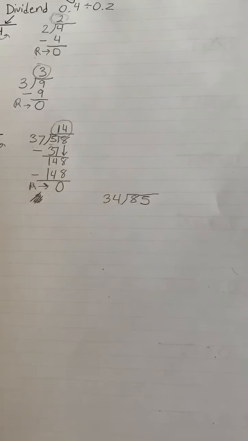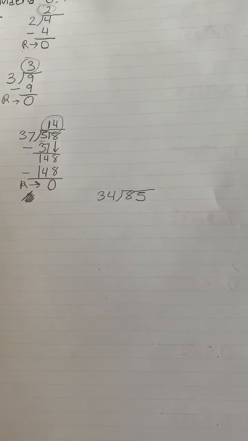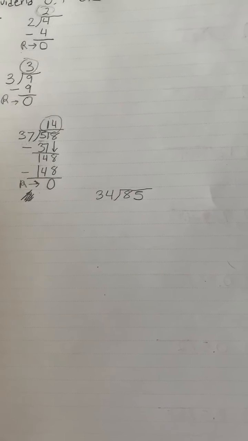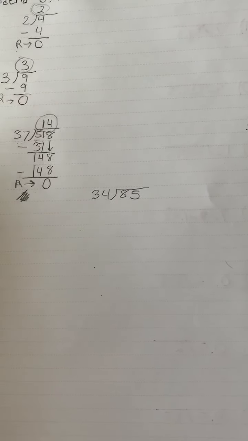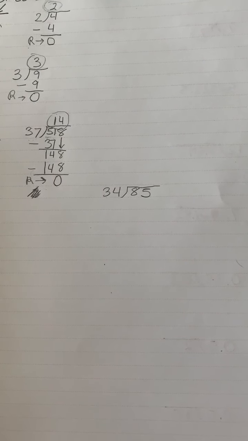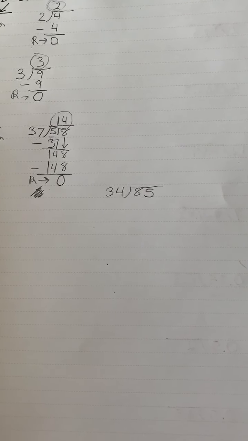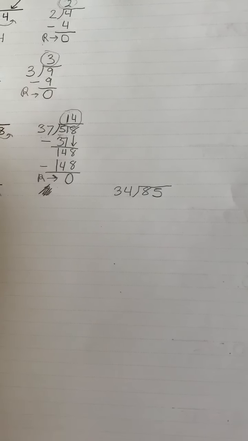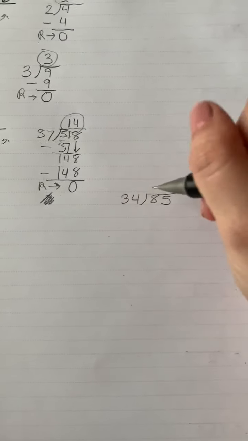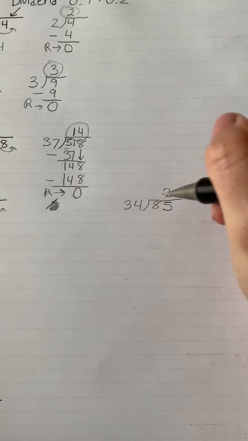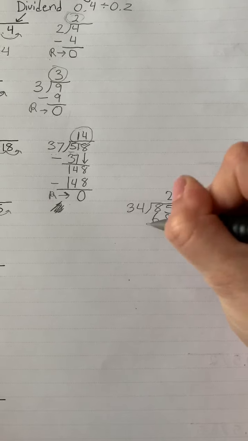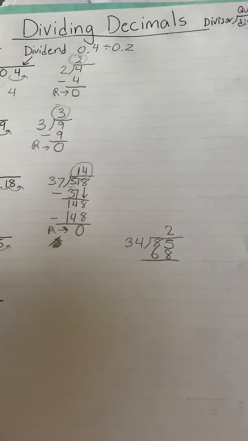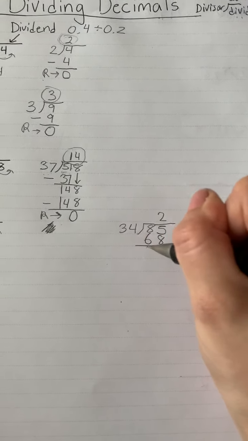So 34 times 2 is 68. 34 times 3 is 102. So 102 surpasses 85. So we have to go back down to 34 times 2, which is 68. So it goes in twice, and we got 68. 85 minus 68 is 17. So we have 17 left over.